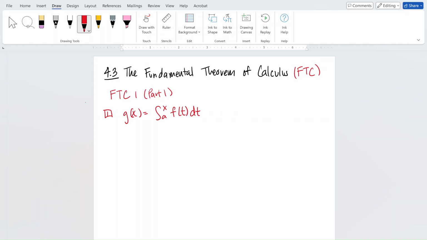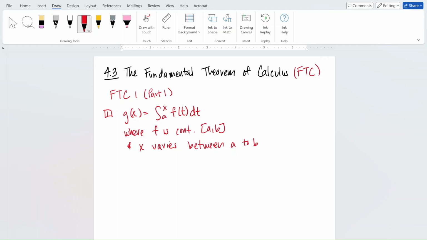So that g of x is the function that we'll be focused on, and it's defined by using the integral here. Now, f is continuous on your closed and bounded interval from a to b, and notice how there's an x value. Your x varies between a to b as well.